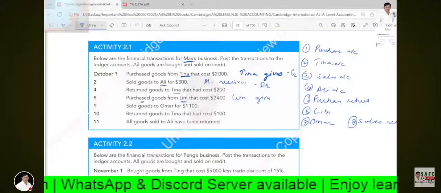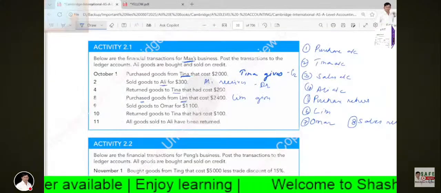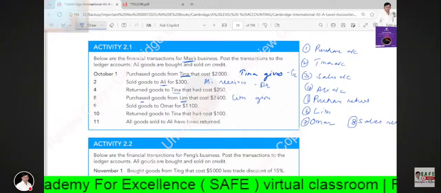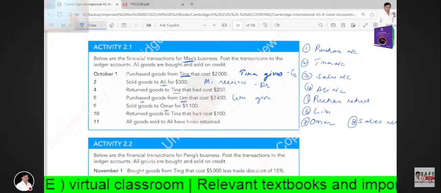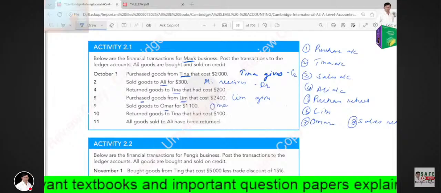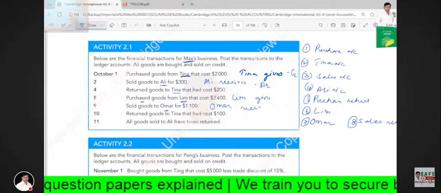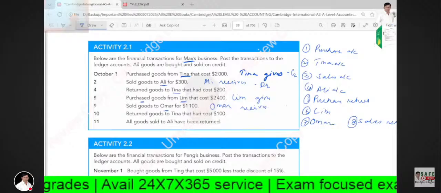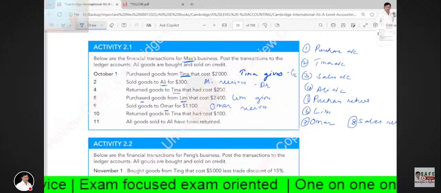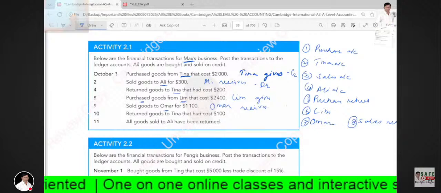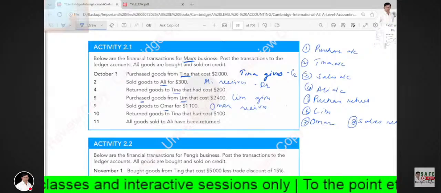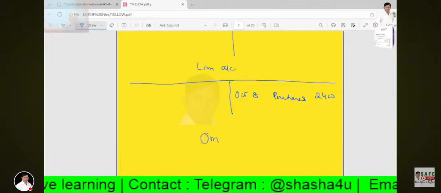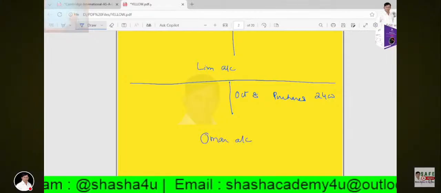Now let us move forward. Sold goods to owner for 1100. When we sell, obviously the owner will receive. So the owner is the receiver. Owner receives, so owner account will be debited. Debit the account that receives, right? So owner account will be debited and sales account will be credited. Sales account is already there, so we have to prepare owner account and write in sales account.